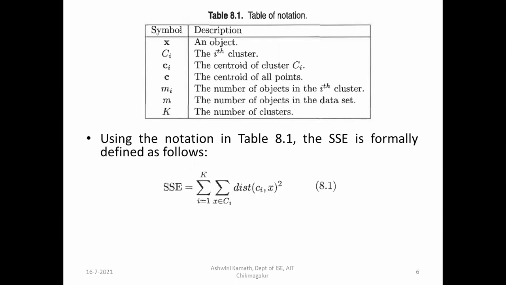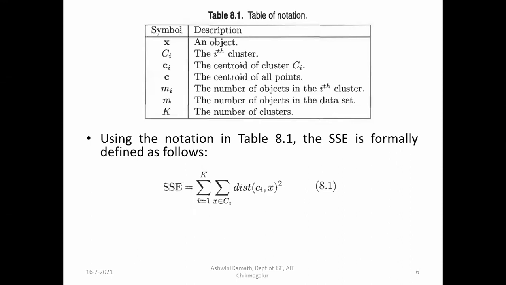Sum of squared error, SSE, equals summation i equal to 1 to K. That is, this squared error will be calculated for all the clusters. We will have K clusters, and for all K clusters we have to calculate the sum of squared error, which is summation of distance of Ci comma x whole square, where x belongs to Ci.